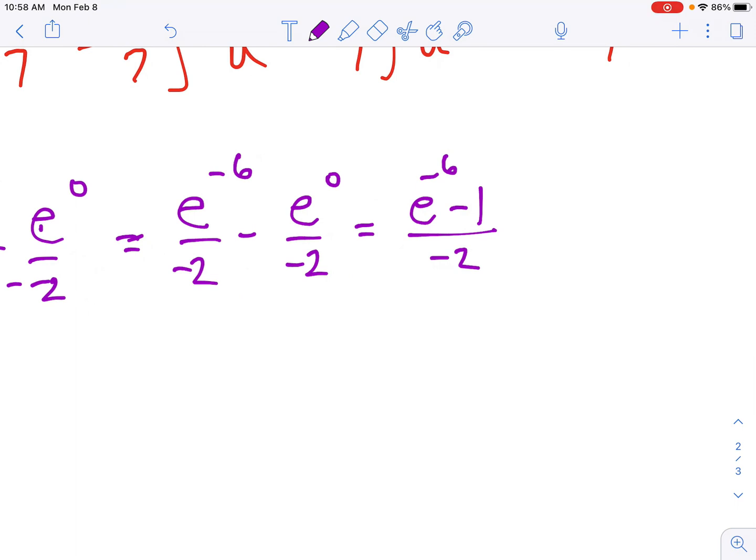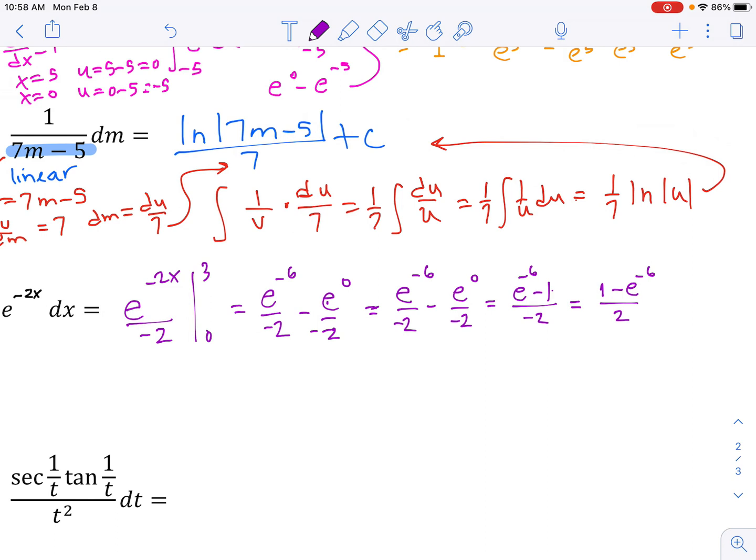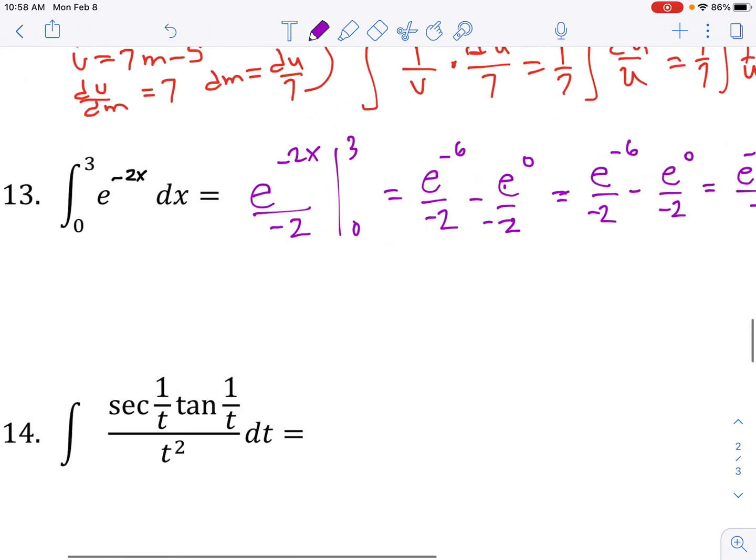And what they might do here, because the negative 2 in the denominator is really kind of weird, is they might do this. Negative 1 over negative 2 is positive a half, so the 1, and then e to the negative 6 over negative 2 is really negative, so they might do this. And then they can put it over a positive 2. So that might be an alternative answer form.